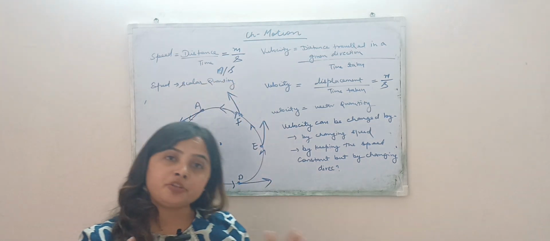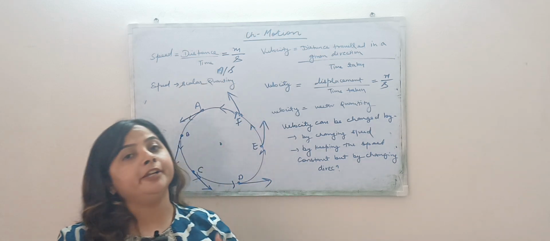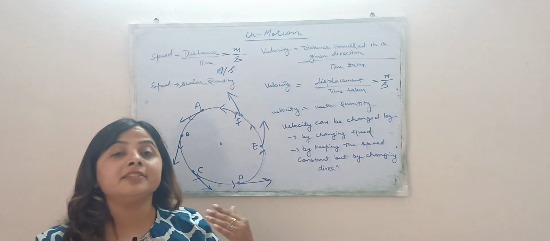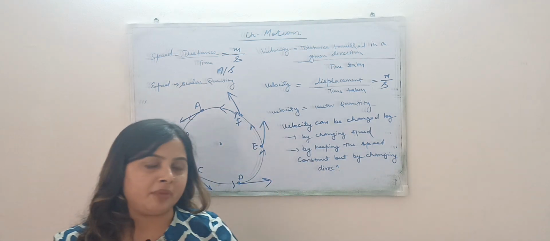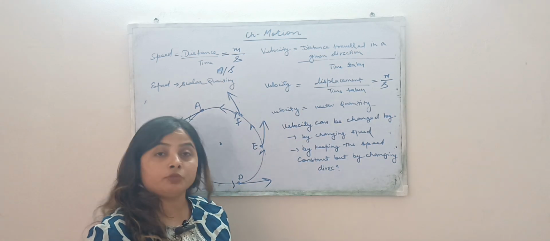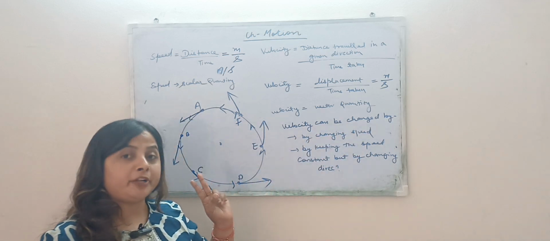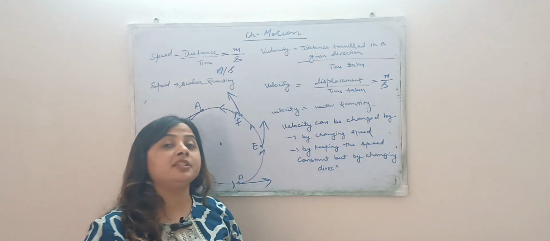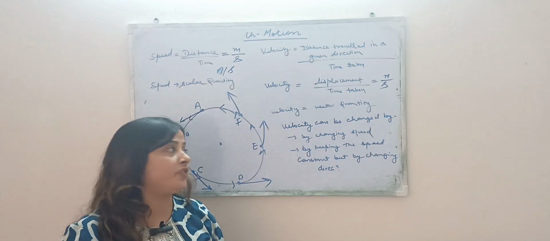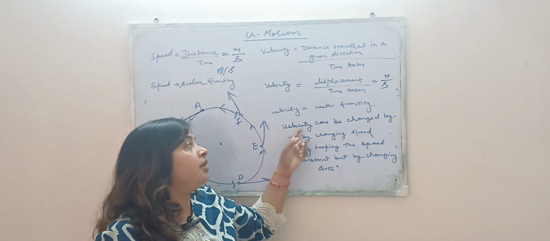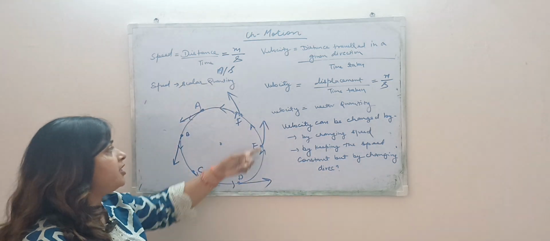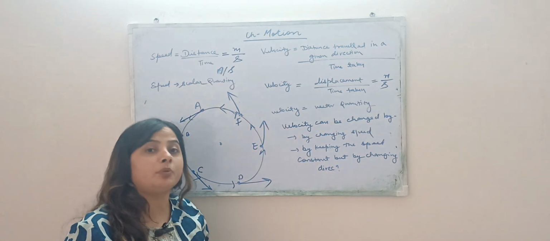In speed we do not talk about direction. Speed is a scalar quantity. It is normally distance traveled per unit time, whereas velocity is distance traveled in a given direction per unit time. Here the direction term is involved. That is why velocity is a vector quantity, and velocity can be changed in two manners. Either by changing the speed, that is the case of non-uniform velocity, when a body covers unequal distances in equal intervals of time, or when the body moves around a circular track, then the direction of the body gets changed. In that case also the velocity of the body changes.